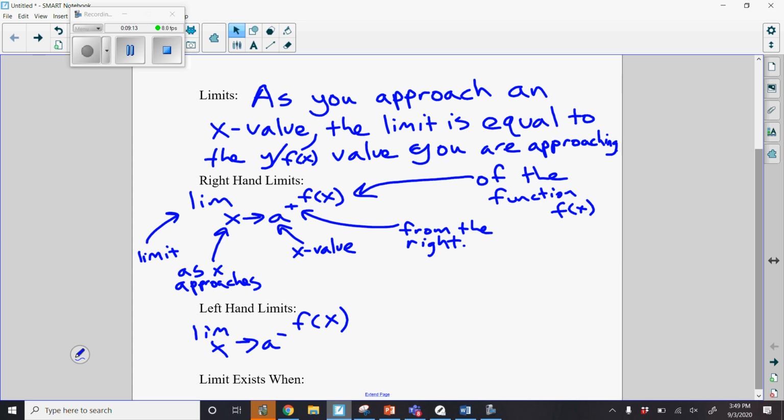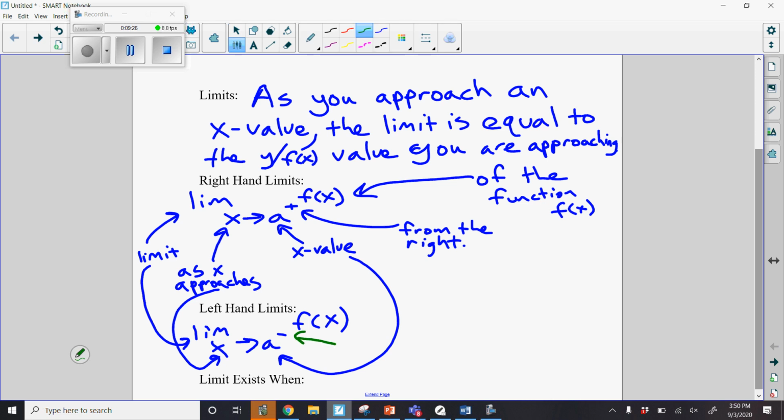And again, this is the limit notation. This is the same thing as x approaches. This is still that x value. What's different now is that minus means from the left. And again, it's the same function, f of x.